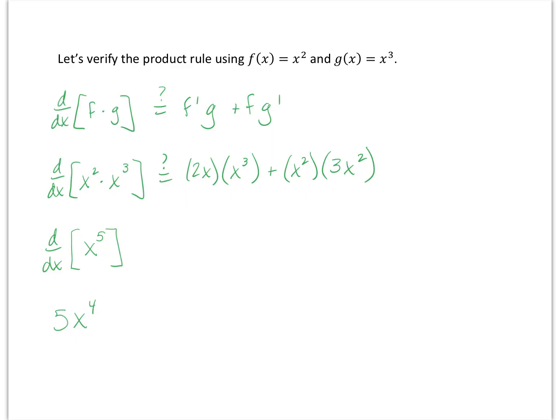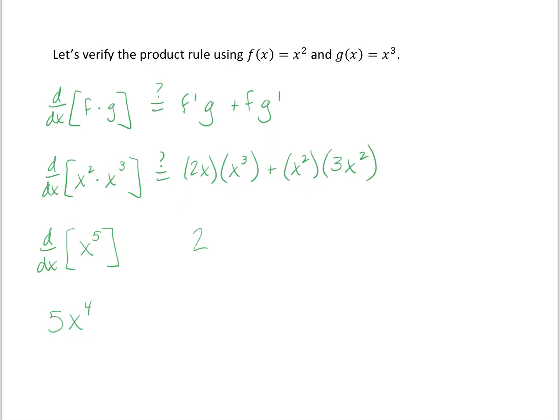So 2x times x cubed is 2x to the 4th. And x squared times 3x squared is 3x to the fourth, and that comes out to 5x to the fourth. So those are the same. So my new rule that I have derived holds for this example that we tested earlier.